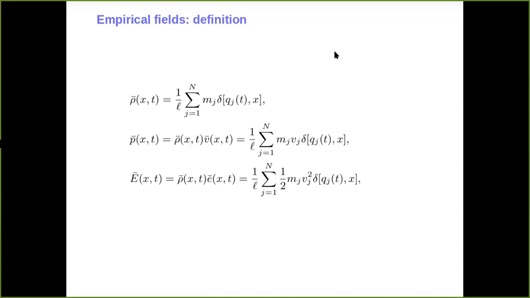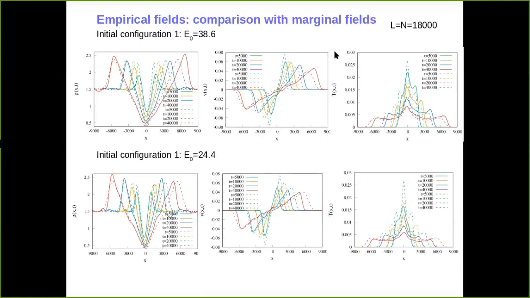So we want to compare these empirical fields with the marginal field. Marginal means, as we discussed earlier, the average over initial configuration. So here also we did this on L equal to N equal to 18,000. And you can see the dotted lines are the marginal or average profile, and the solid lines are the empirical fields at different times.